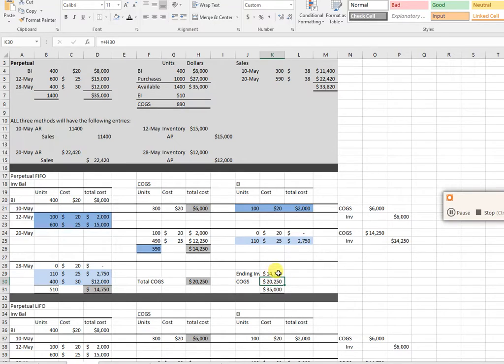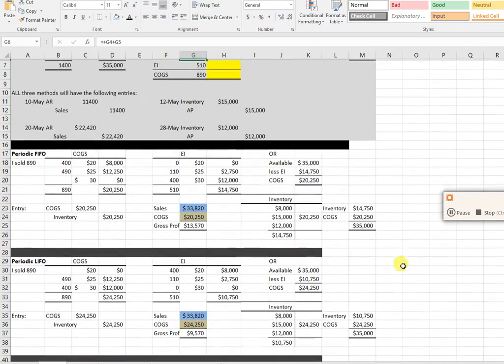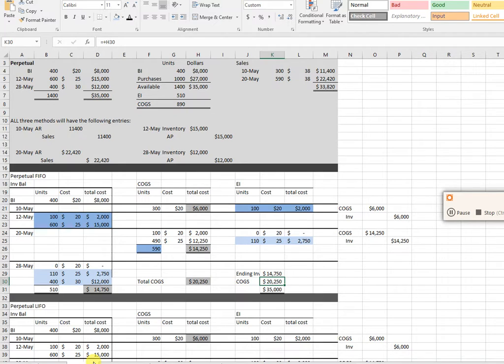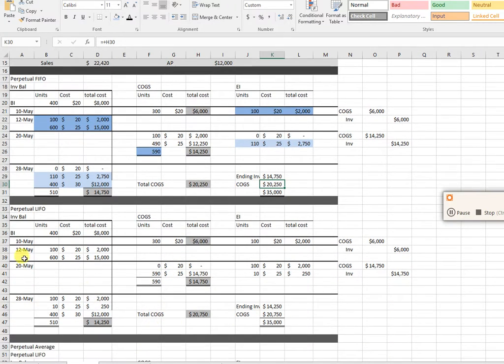So if I go back, remember these numbers, 14,750, 2250. If I go back to my periodic tab, it's the same number. It's only going to be the same under FIFO because the first ones in are always going to be the first ones out. However, under LIFO, that's a different story. So I'm going to go down here under LIFO.